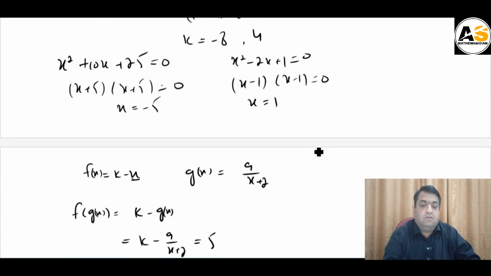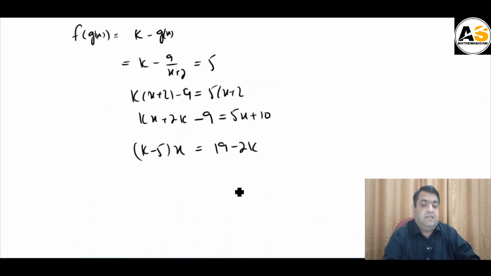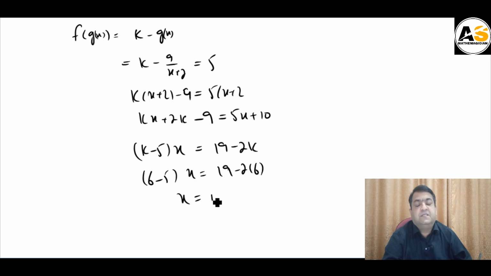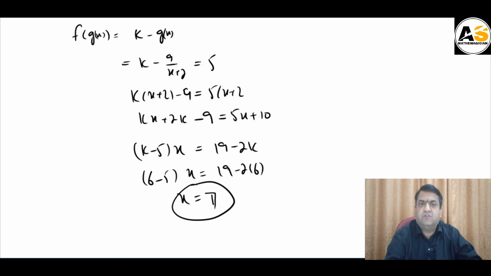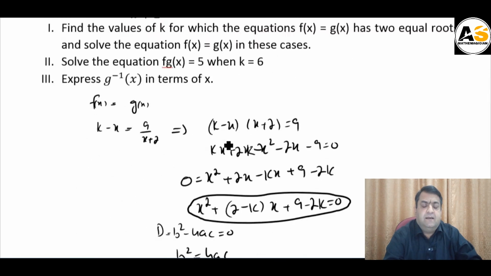Now we have to solve this equation for k is equal to 6. When we put k is equal to 6, 6 minus 5 into x is equal to 19 minus 2 into 6. X is equal to 7. So this is the answer. This was part 2. The third part is quite easy.